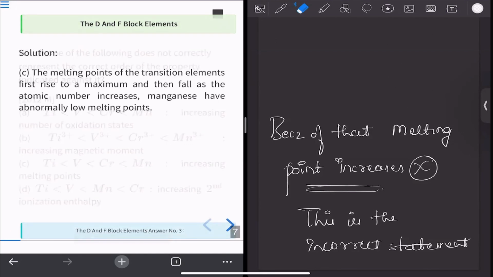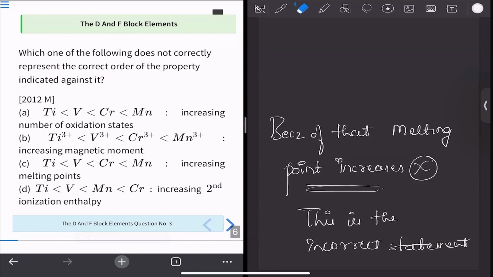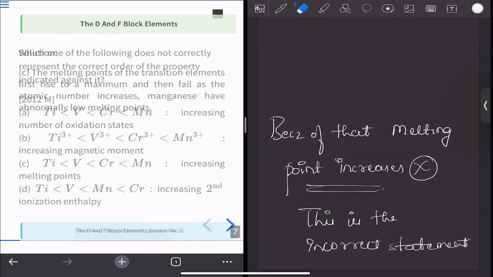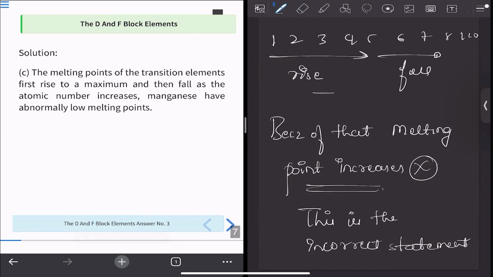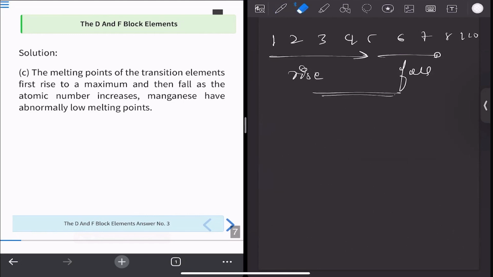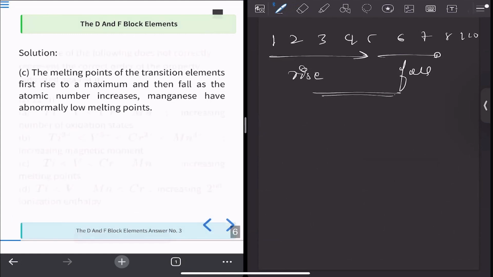So option D is titanium, vanadium, manganese, chromium, increasing second ionization enthalpy. Second ionization enthalpy we need to compare here. So it is a correct statement. So we have already got the answer. The melting points of the transition elements first rise to a maximum and then fall as the atomic number increases. There are 10 elements. So first it will rise from here to here. After that it will fall. It is a chart which is given in the NCERT. Option C is the correct answer.